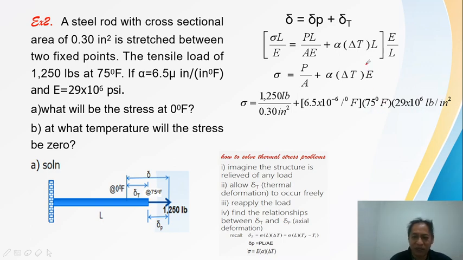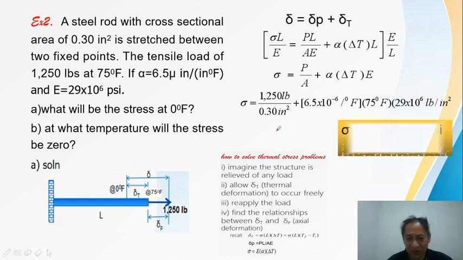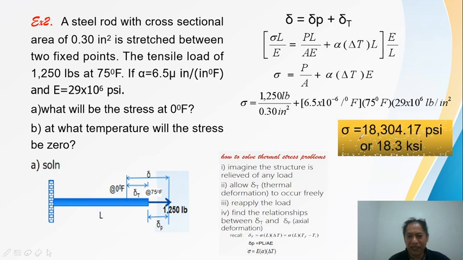The modulus of elasticity is also termed as the Young modulus, correct? Okay, so then calculation will follow. So there is an amount of stress developed, 18,304.17 in a unit of PSI, which can be converted also as 18.3 KSI or kilopounds per square inch.